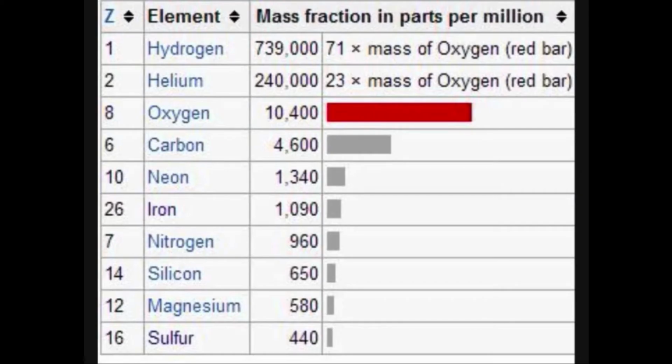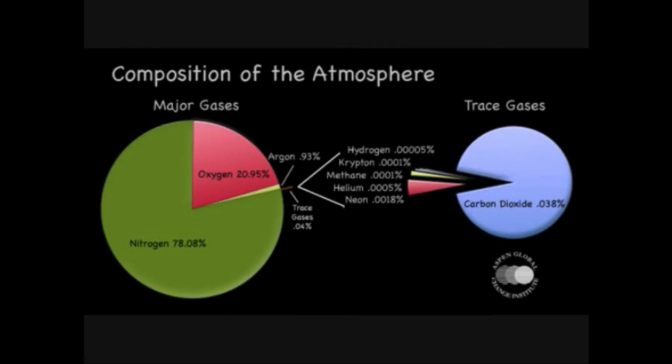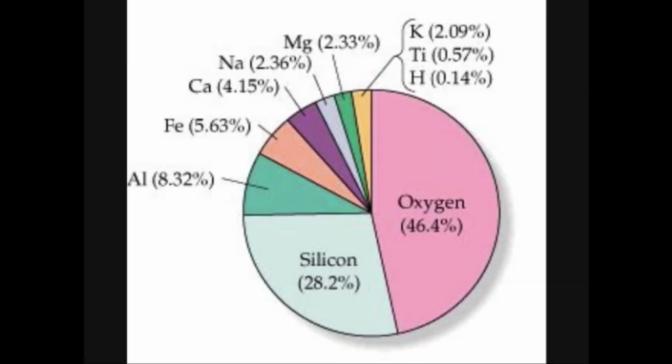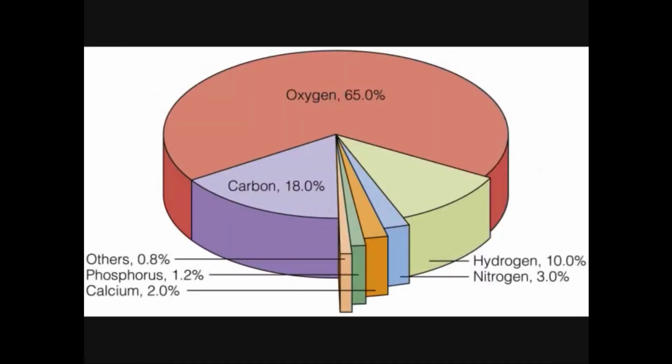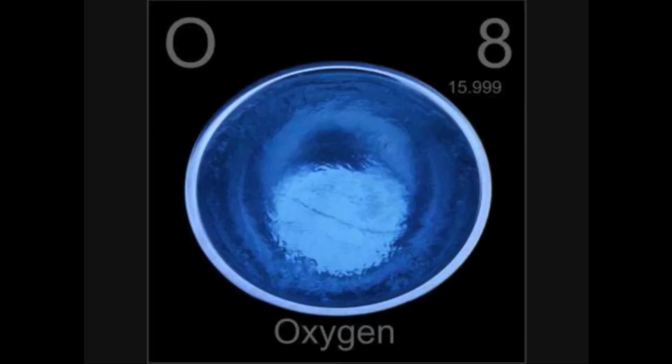In the universe, it is the third most abundant element. In the atmosphere, it is the second most abundant gas. It's the most abundant element in Earth's crust, and by far the most abundant in the human body. So, with oxygen's high electronegativity, high electron affinity, stability, and abundance, it is what we commonly think of when we think of oxidizing agents. In fact, oxidizing agents were named after oxygen.